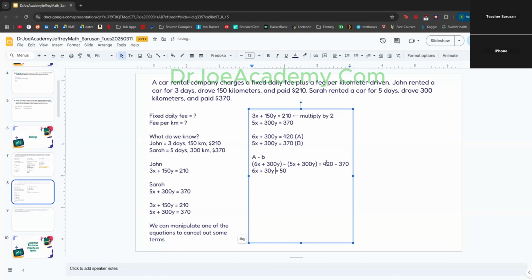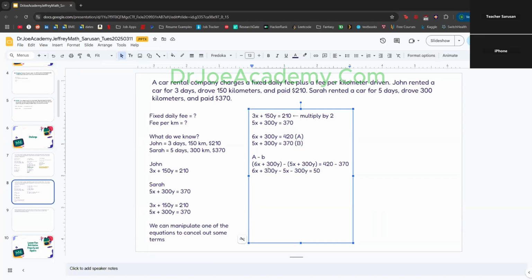So right here, this minus sign and everything inside this little bracket. So that's going to be minus 5x minus 300y. We've got this minus sign, and that's going to be multiplied by each term inside of this bracket. So it's minus times 5x, which is minus 5x, and then minus times 300y, which is minus 300y. Does that make sense? Yeah.